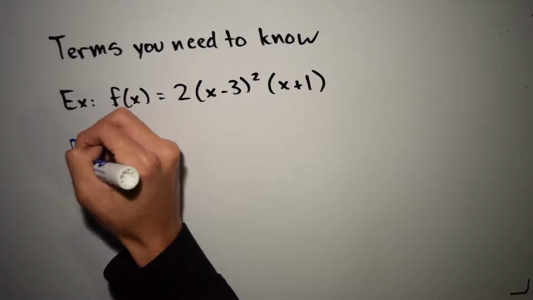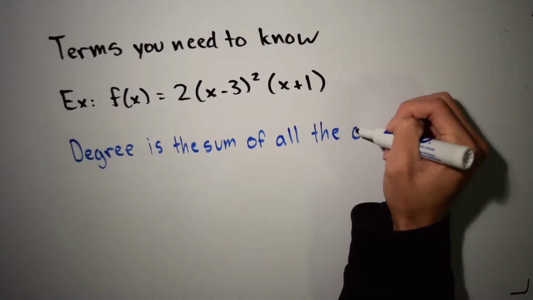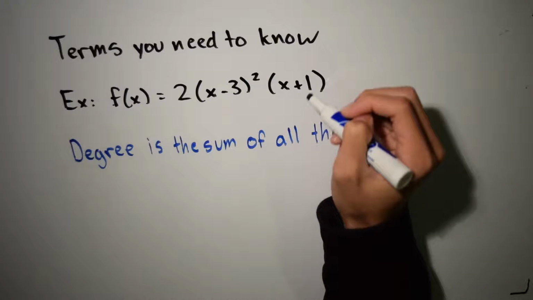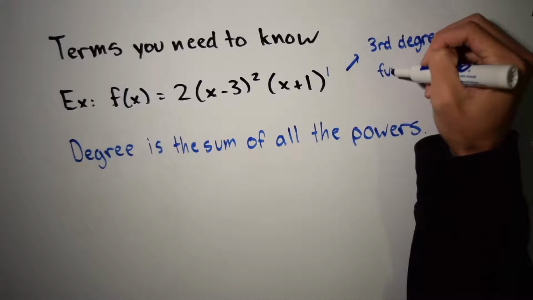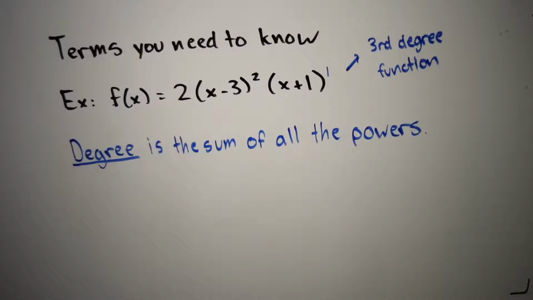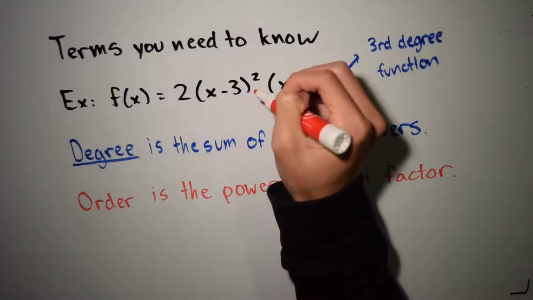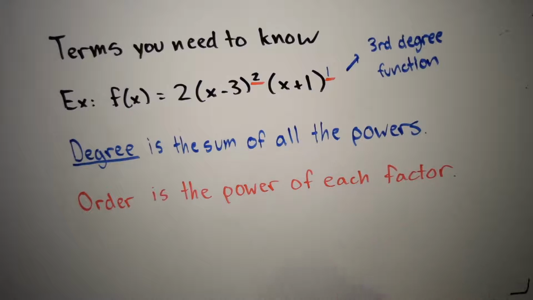The first term we will define is the degree of the function, which in factored form is the sum of all the powers. As you can see in the example above, one of the factors has a power of 2 and the other has a power of 1. So this example is a third degree function. The order is the power of each factor, so the factor x minus 3 is of order 2 and the factor x plus 1 is of order 1.